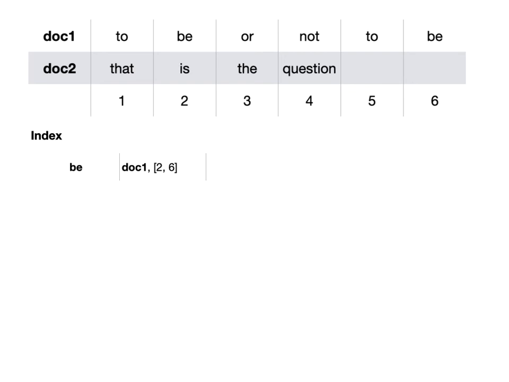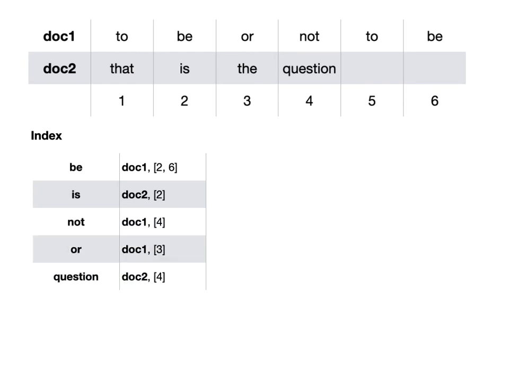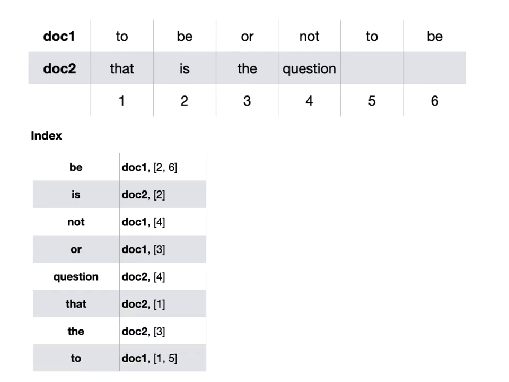Great. So now the posting for B, the document ID 1, is appended with a list of the positions where B actually occurs. So now we're getting into lists of lists of lists, but this is the key idea. So B, document ID 1, where does it occur? Positions 2 and 6. Great. Is, document 2, happens in position 2. Not, document 1, position 4, and so on. I believe it's clear at this point.